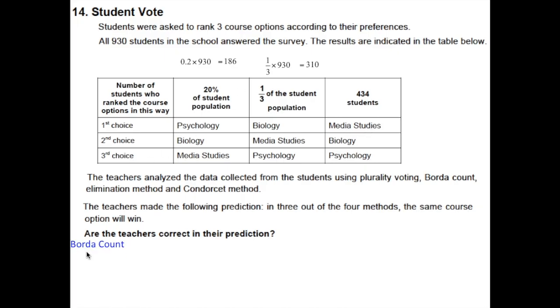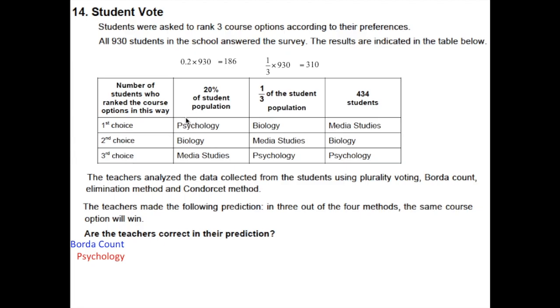Let's start with the Borda count. Psychology was picked first here. It's going to get 3 points for coming in first, 2 points for coming in second, and 1 point for coming in third. Because we have 3 choices, you're going to get a maximum of 3 points. If we had 5 choices, first choice would get 5 points, second would get 4, third would get 3, fourth would get 2, and fifth would only get 1. It's the number of choices we have.